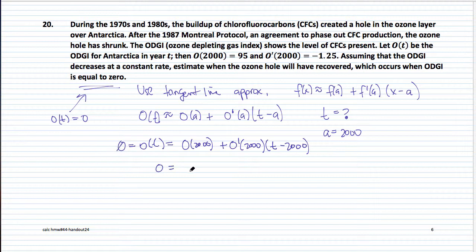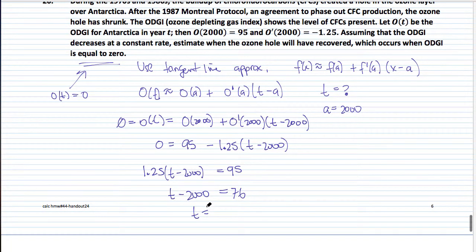So 0 will be equal to O of 2000, which is 95. Our O prime of 2000 is negative 1.25 times t minus 2000. So at this point, it just becomes an algebra problem. Instead of distributing, I'm going to move this whole thing to the left side. So I'll have positive 1.25 times t minus 2000 is equal to 95. Then I'll divide both sides by 1.25. So I have t minus 2000 is equal to 76. And then finally, solving for t, I would just add 2000 to both sides, which is 2076. So according to this model, the ozone will recover in 2076.